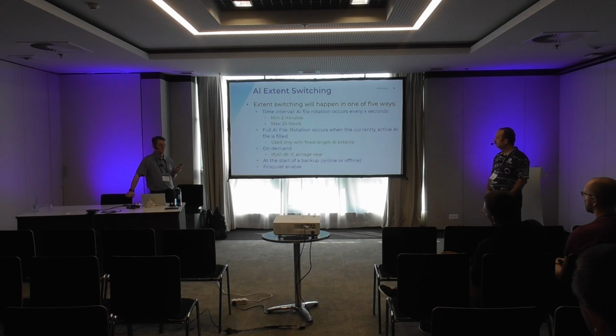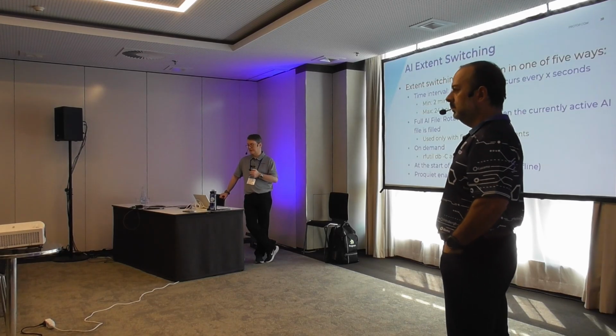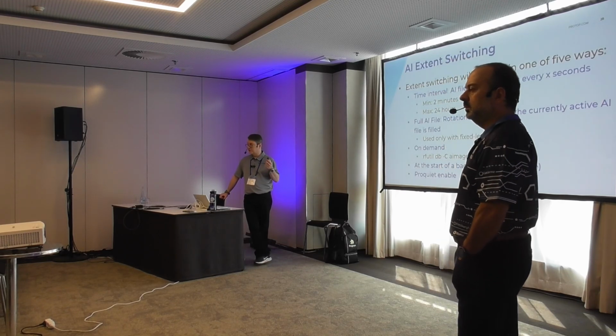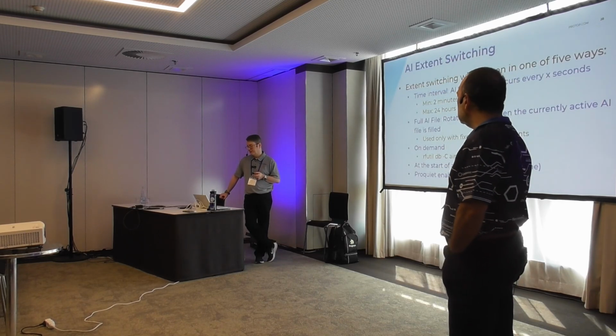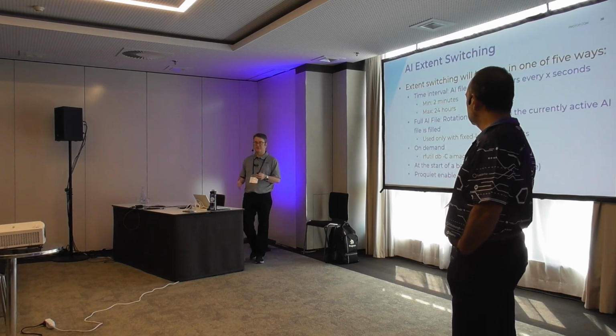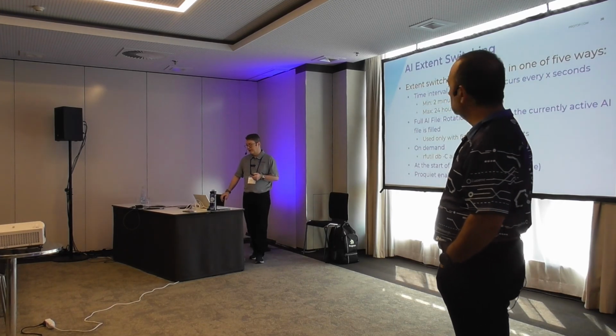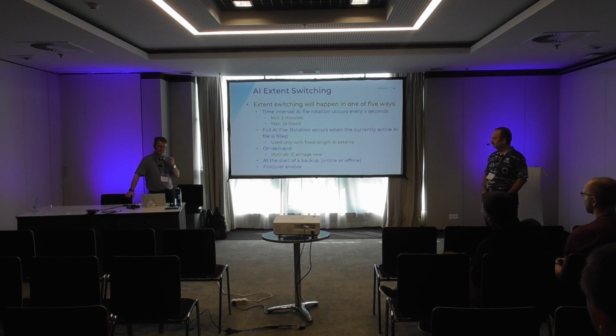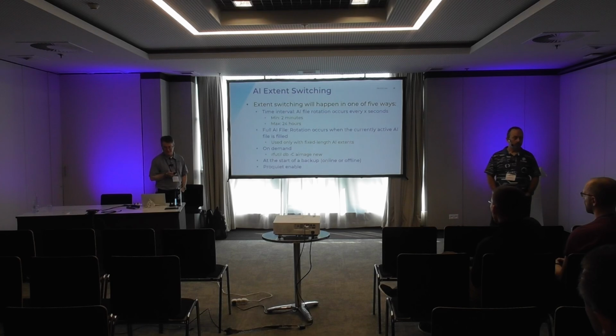You can also, if you use fixed length extents, there's going to be a switch from one file to the next automatically when the previous file fills. That's specific to fixed length, obviously, because variable ones are just going to grow and grow. You can do an on-demand switch. This would have been more popular in the past when people were scripting this sort of thing with the rfutil image new command. That'll trigger a manual switch. And anytime you back up your database, that's also going to cause a switch.